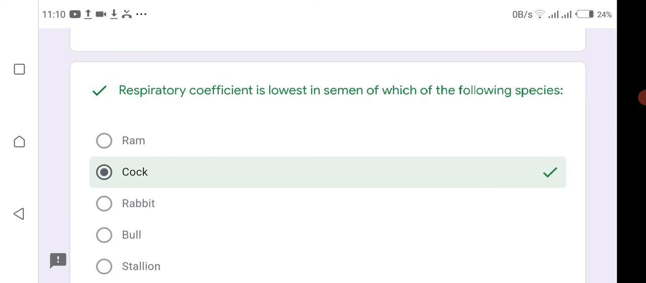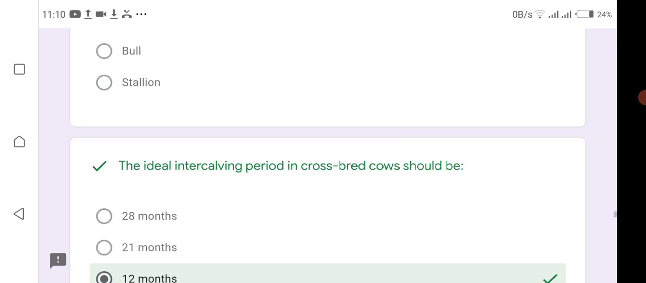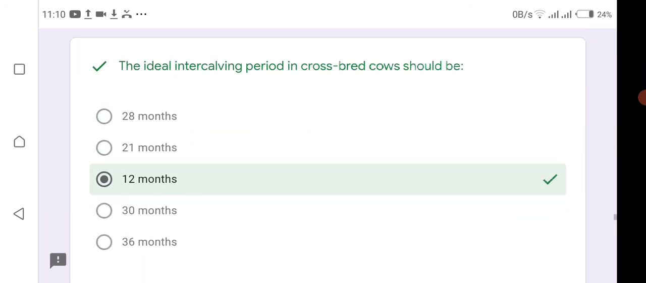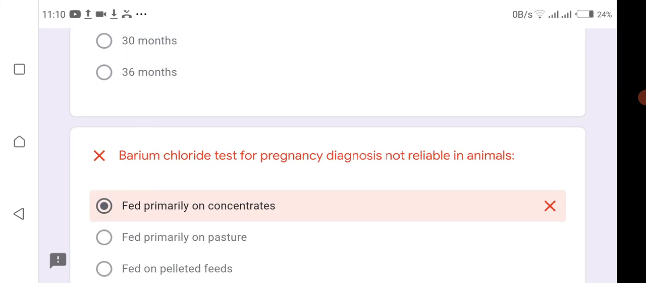The respiratory coefficient is lowest in the semen of cock. The ideal intercalving period in crossbred cows should be 12 months.